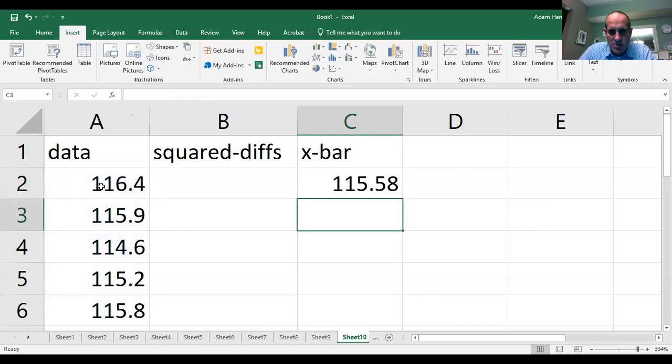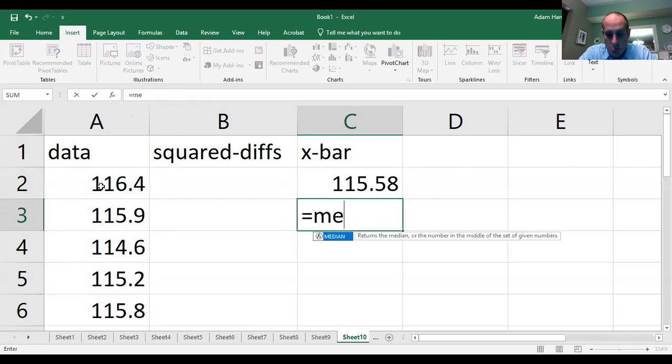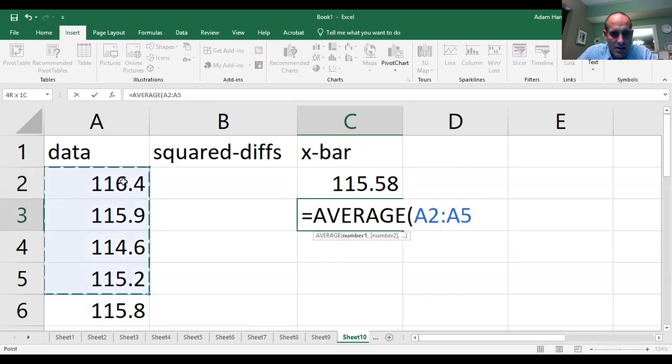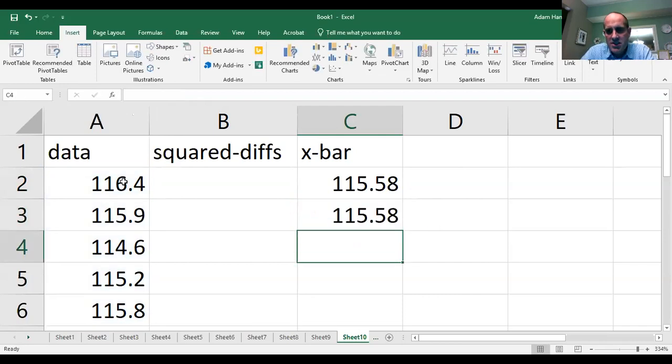But there's another way I could have done it. I could have just said equals. There's no mean function. If I try to type mean, it's not in there. There is a median, but there's no mean function. But if you type average, that's the sample mean. Hit enter, and of course it's the exact same thing. I'm just trying to show you that.